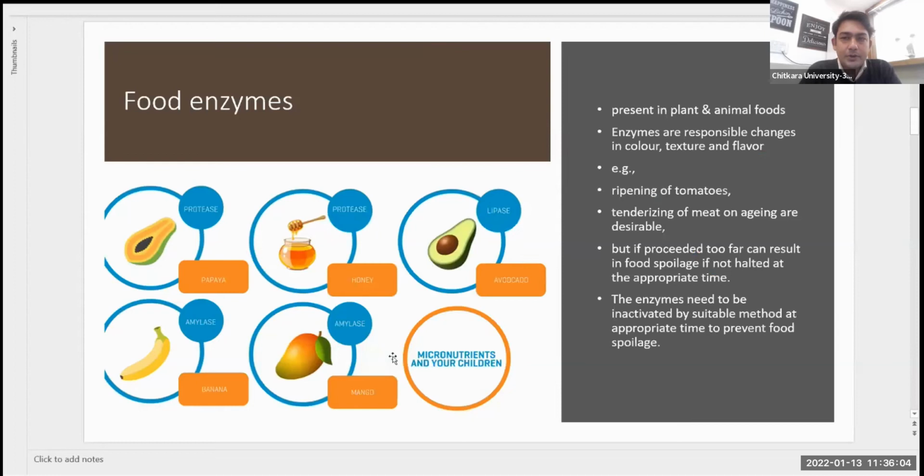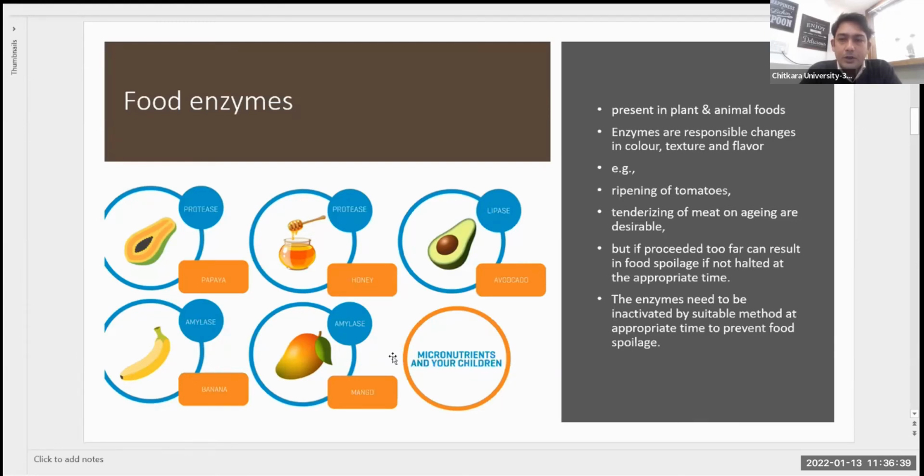Next is food enzymes. There are various food enzymes present in food products. For example, papaya has protease enzyme, honey has protease enzyme, avocado has lipase enzyme, and amylase is there in banana and mango. There are various other food enzymes present in every fruit, every vegetable, every grain, and every animal product.